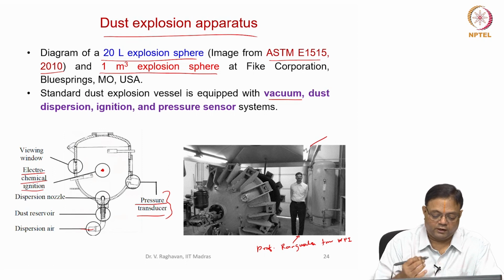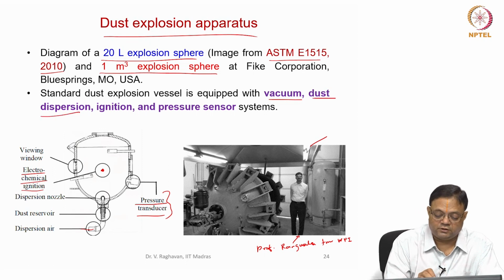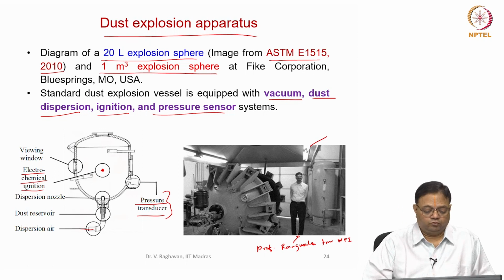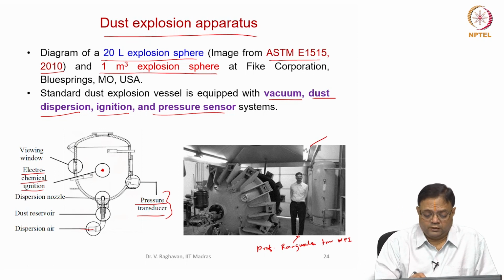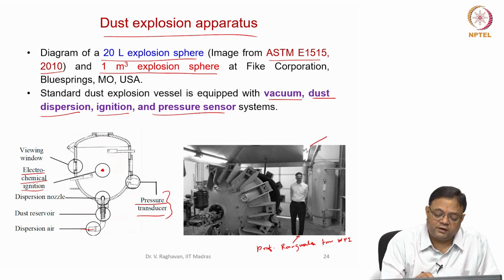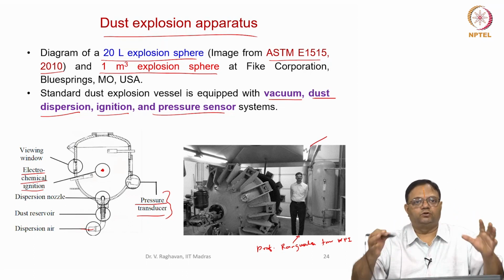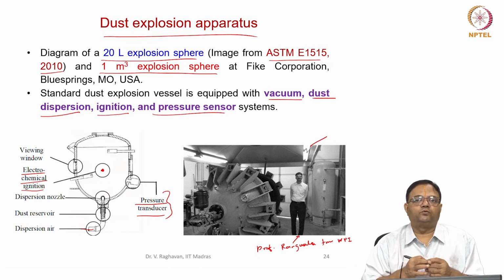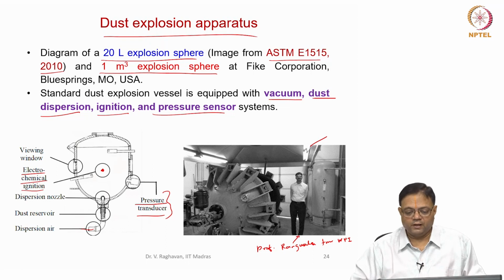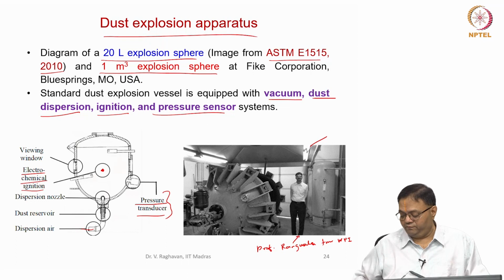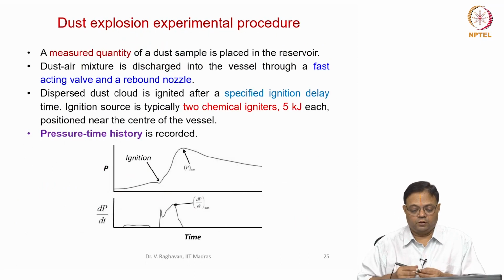A standard dust explosion vessel is equipped with vacuum. First, you have to evacuate it. So, vacuum, then dust dispersion, ignition, and pressure sensor systems, as we explained here. The dust cloud should be homogeneously created. The dust and air cloud should be uniformly dispersed into the volume. Then ignition should be caused simultaneously. So what we get out of this is the pressure trace, from which we can quantify things.